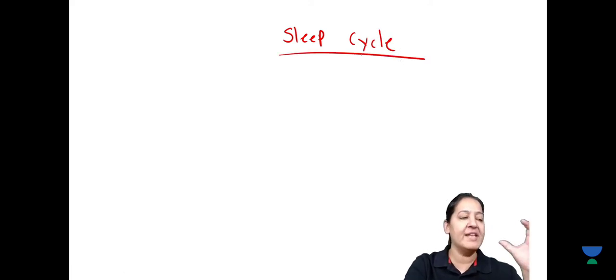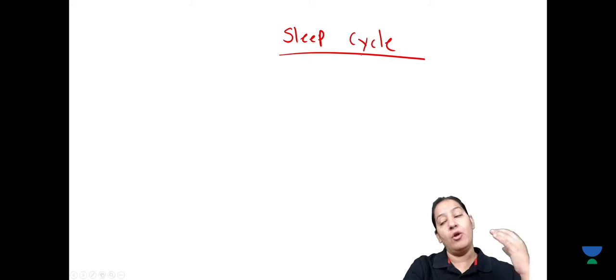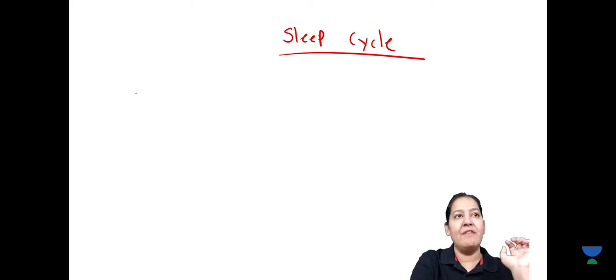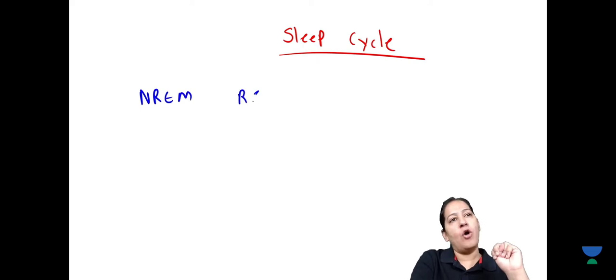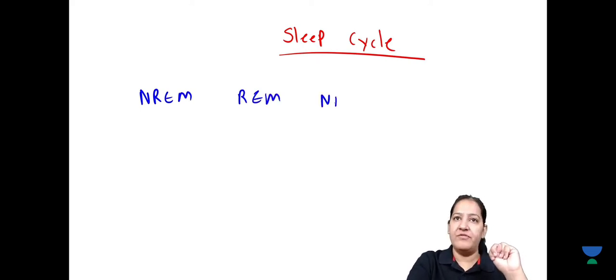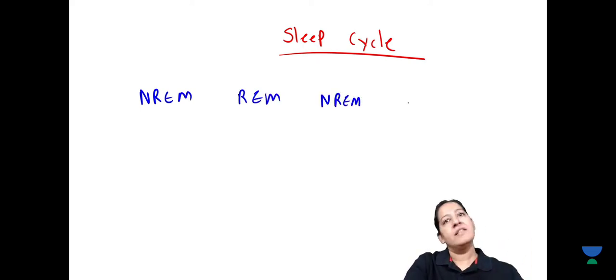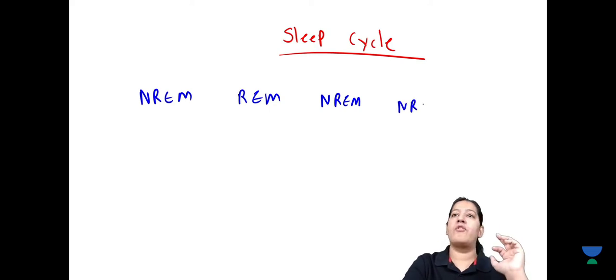If you know the basic sleep cycle, now it is easy for you to understand the effect of the various drugs which I am going to teach you today on the sleep cycle. In the sleep cycle, we have two types of sleep, non-REM and REM, and they are alternate. So first we start with non-REM always. Then we go in REM. Then we come in non-REM, then we go in REM.